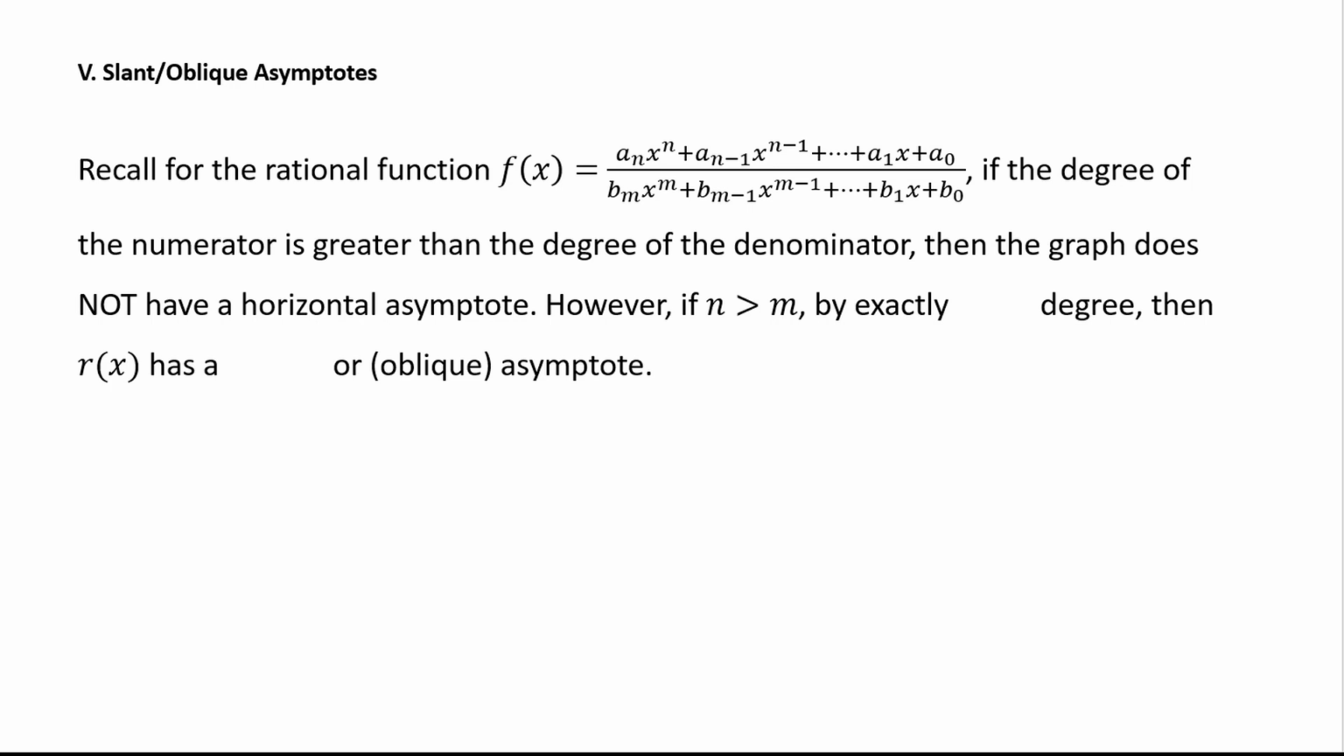If the degree of the numerator is greater than the degree of the denominator, then the graph does not have a horizontal asymptote. However, if n is greater than m by exactly 1 degree, then r of x has a slant or oblique asymptote. Doing long division, the equation can be rewritten as r of x equals ax plus b plus r of x divided by q of x. Note that ax plus b is the equation of a line that gives us the slant asymptote.